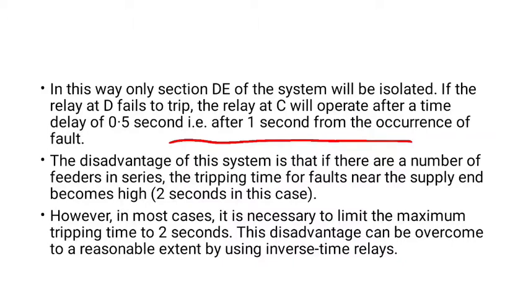2 seconds in this case. It can go to A, the relay A or the circuit breaker A. However, in most cases, it is necessary to limit the maximum tripping time to 2 seconds. This disadvantage can be overcome to a reasonable extent by using an inverse time relay.